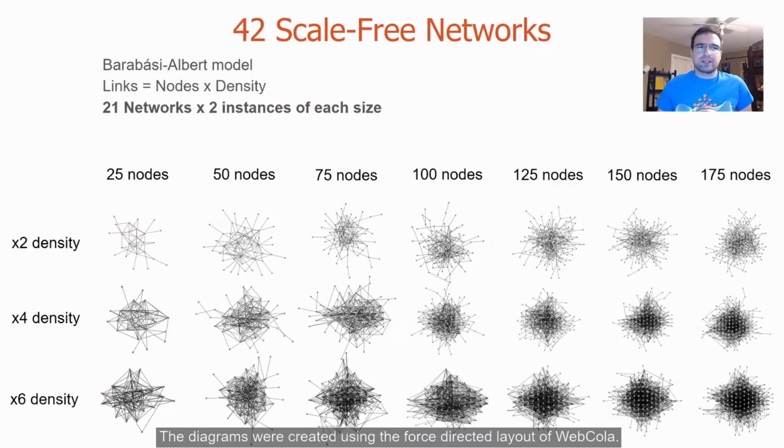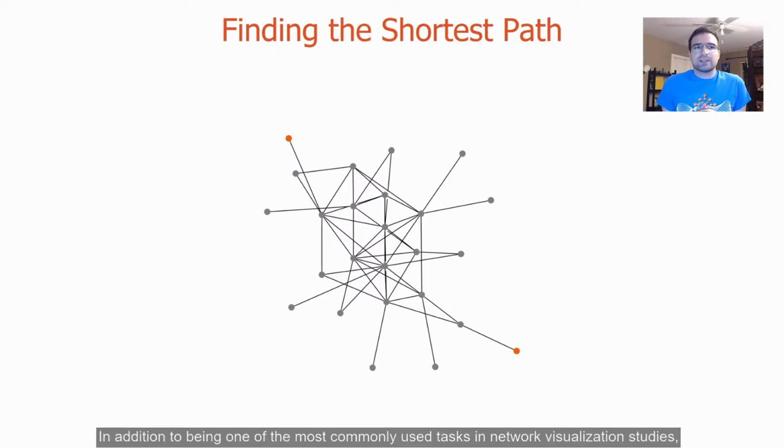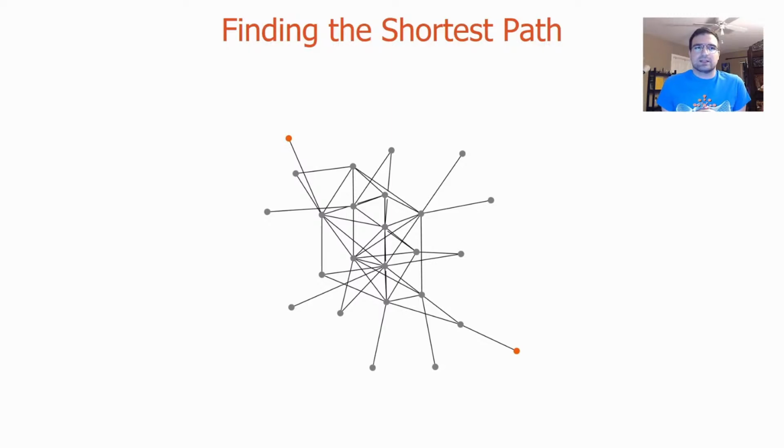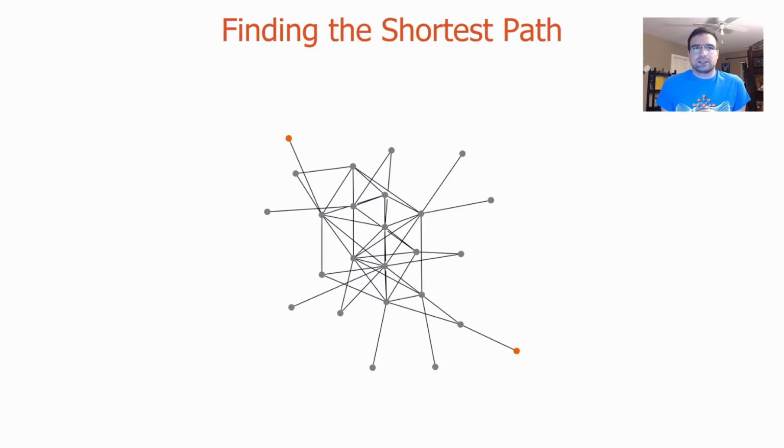The diagrams were created using the force-directed layout of WebCola. All the drawings were displayed in the same size for all participants and trials. The participants were not allowed to zoom in or interact with the diagrams. We decided to limit the study to 1 task, so that we do not have to worry about the differences in the intrinsic difficulties of each task. In addition to being one of the most commonly used tasks in network visualization studies, finding the shortest path is also proven to be effectively performed on node link diagrams.